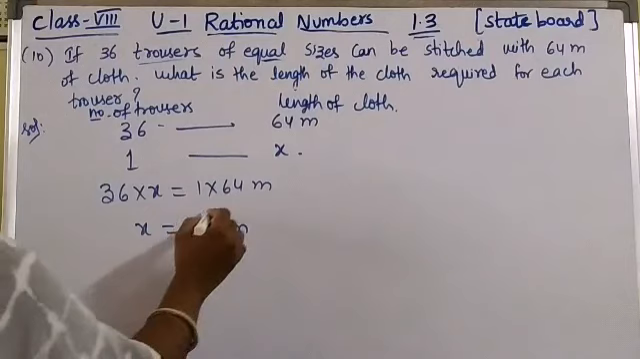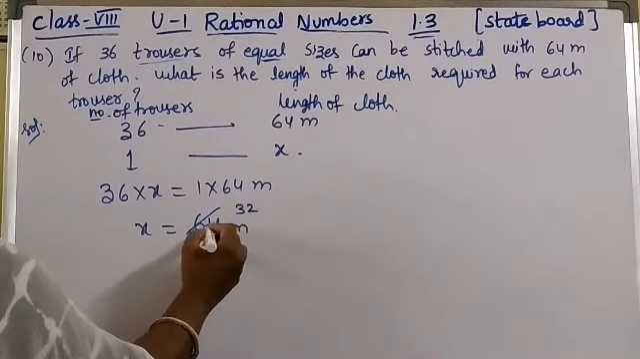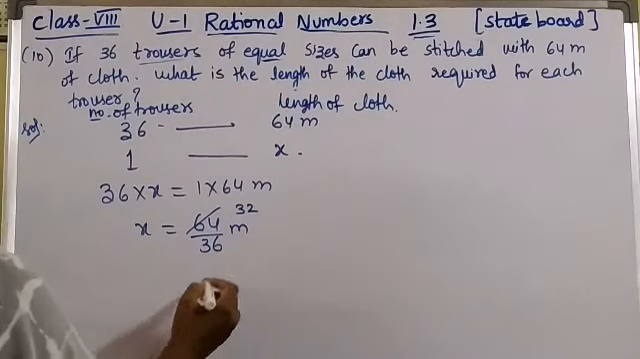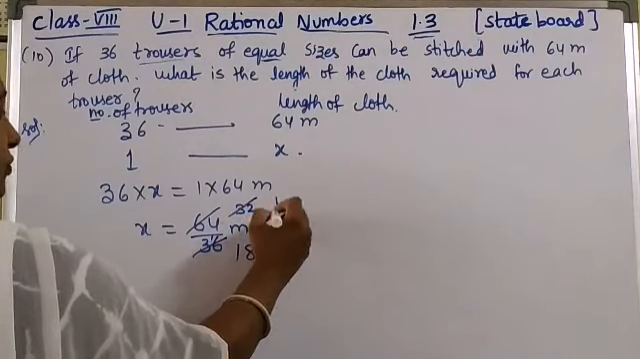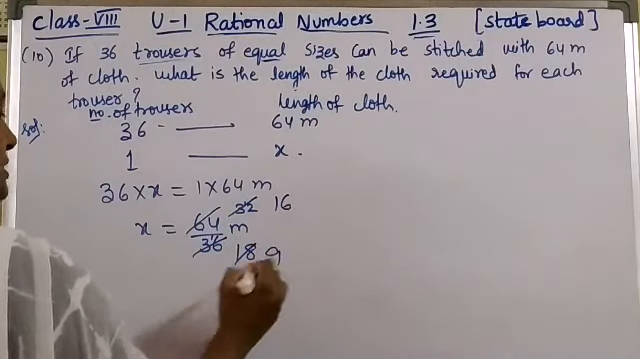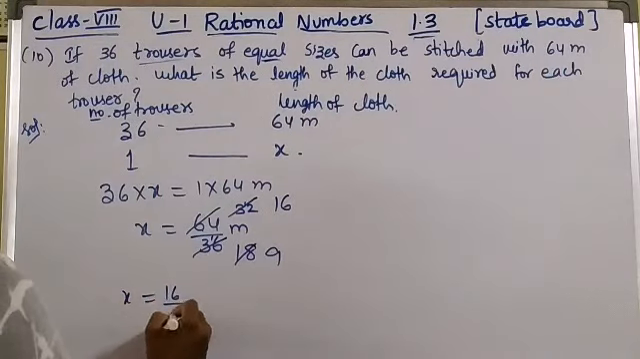Cancellation possible. 3 twos are... Okay, I am doing with 2 table. 2 threes are 6, 2 twos are 4, 2 ones are 2, 2 eights are 16. And again 2 table. 2 ones are 2, 2 sixes are 12, 2 nines are 18. Again 16 and 9 will go in any table? No. 16 by 9 convert into mixed fraction.